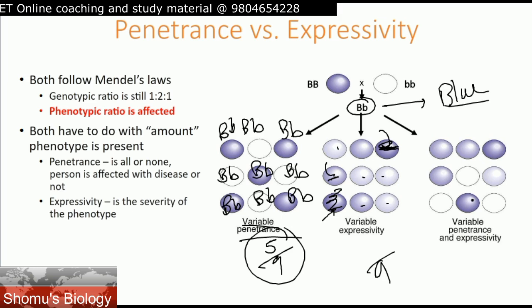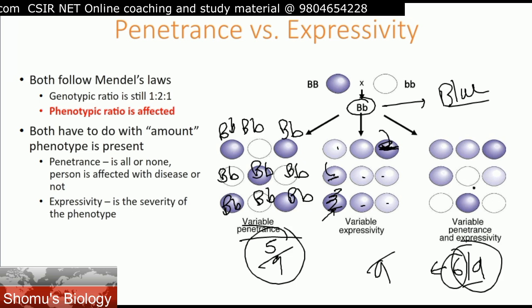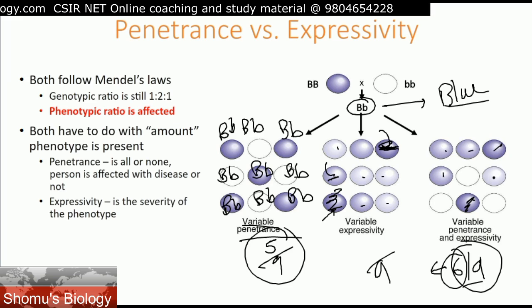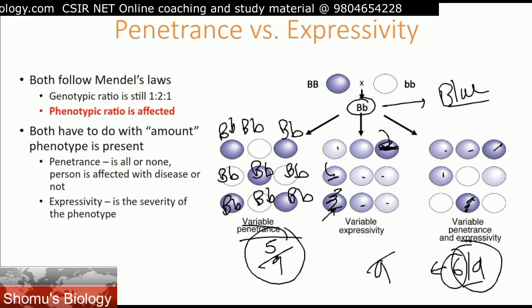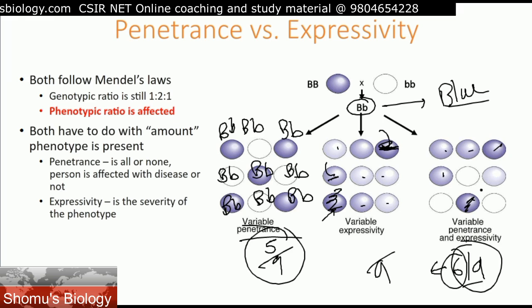And in this third scenario, only 6 out of 9 showed the color, and even among those 6, 2 show very high intensity, 3 show milder intensity, and 1 shows the least intensity. So this is variable penetrance as well as variable expressivity.